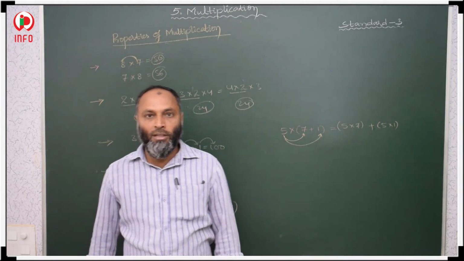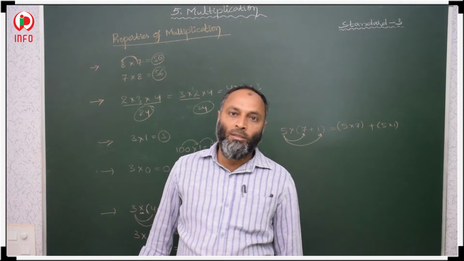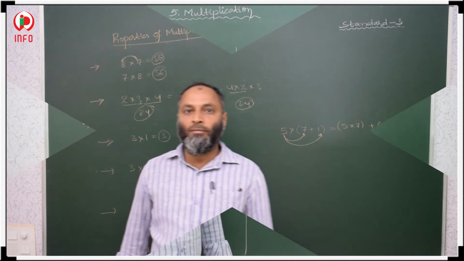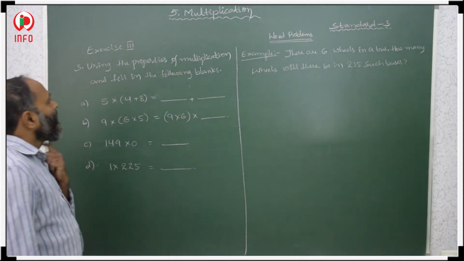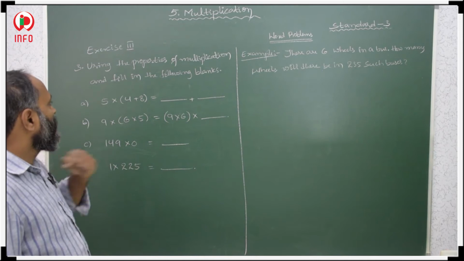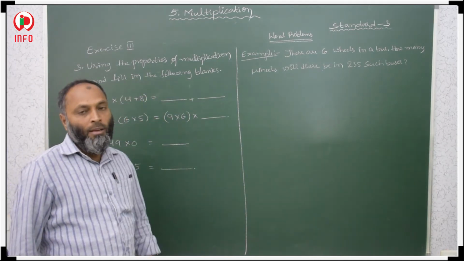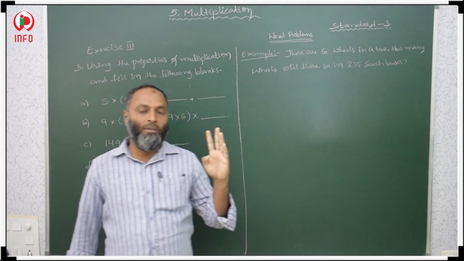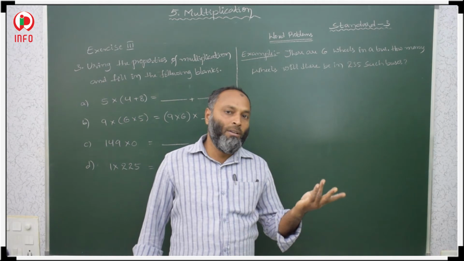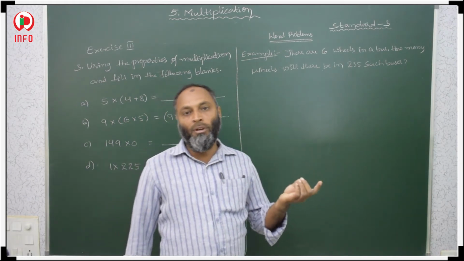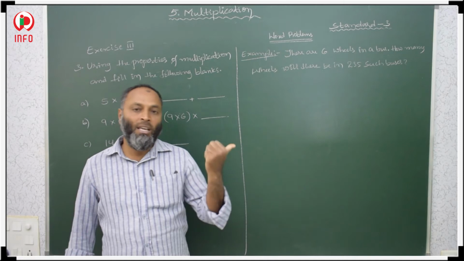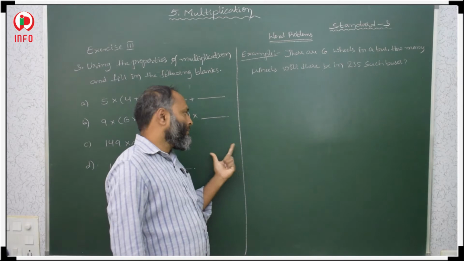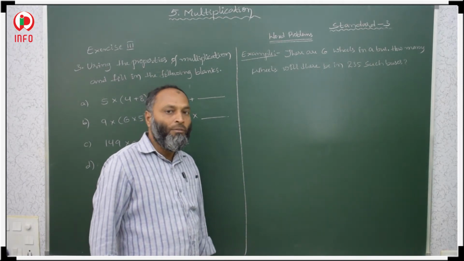Okay, next we are going to do our exercise sums, objective type, and after that word problems. Now students, using the properties of multiplication, fill in the following blanks. The 5 properties we discussed: the order of the multiplicands with 2 and 3 multiplicands, the distributive property, multiplying with 1, and multiplying with 0. Now on the basis of those 5 properties, some questions are given. We have to fill in the blanks.